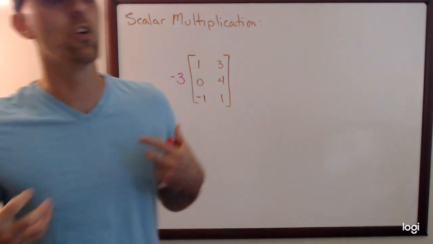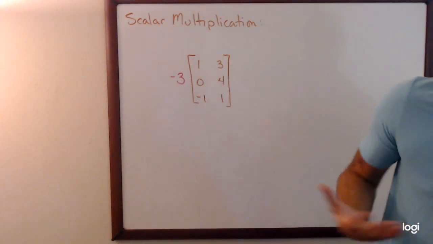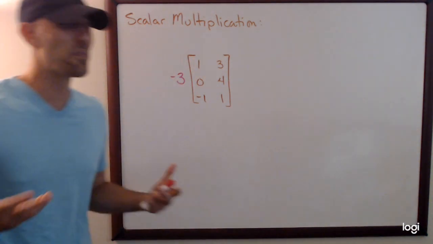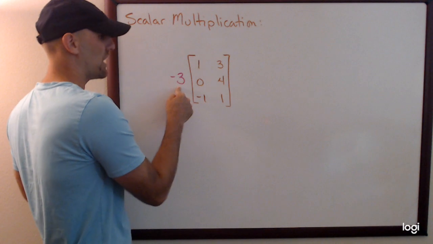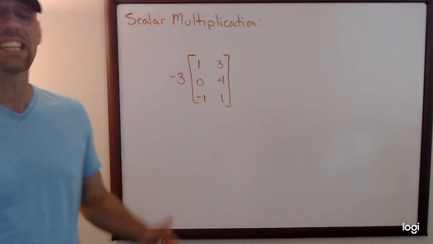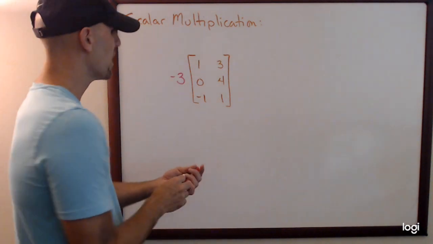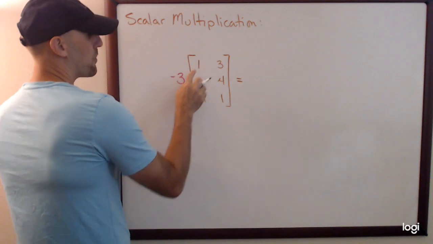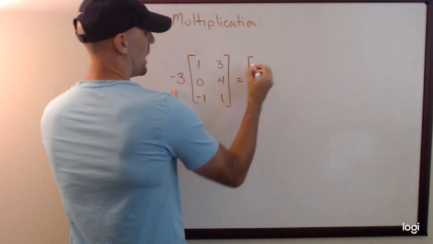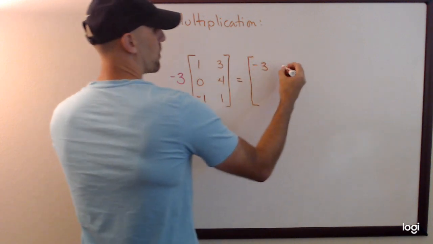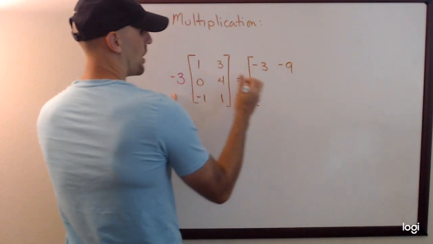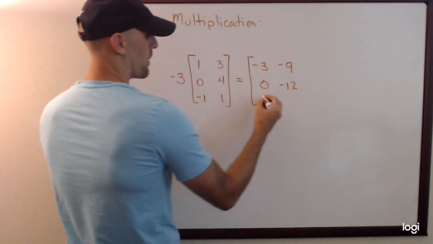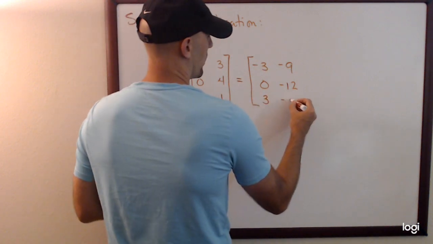And again, let's go back to what does our intuition say? What would be sort of the logical thought process for doing this? Well, it sort of looks like I should just distribute this scalar to every entry inside the matrix. And yeah, that's exactly what you do, right? Okay, so here we go. -3 times 1, that's -3. -3 times 3 is -9. -3 times 0 is 0. -3 times 4 is -12. -3 times -1 is +3, and -3 times 1 is -3.